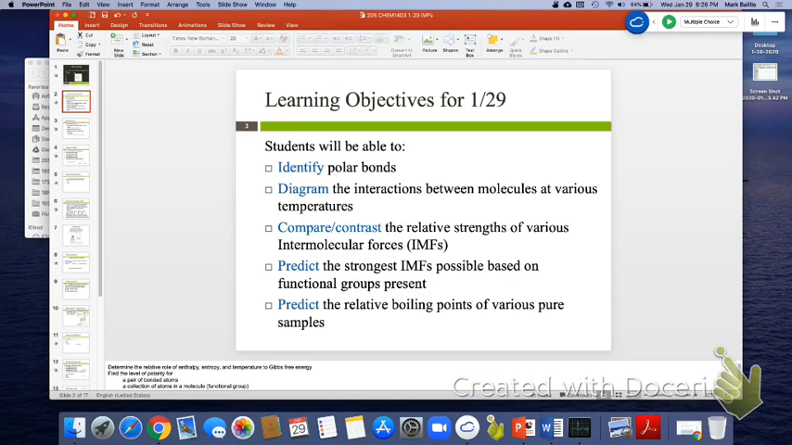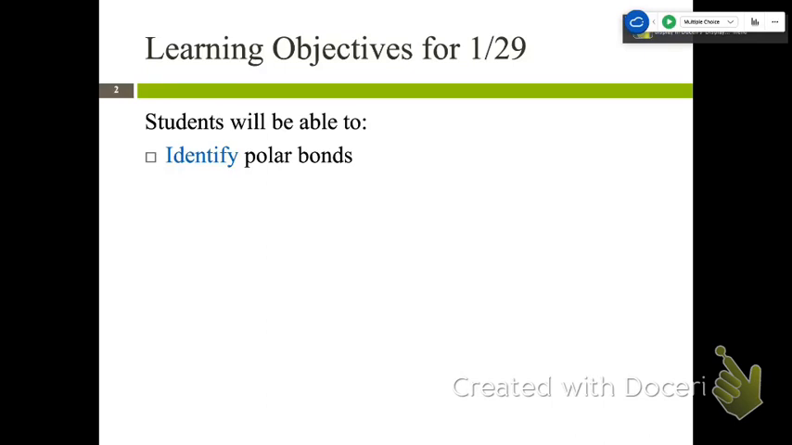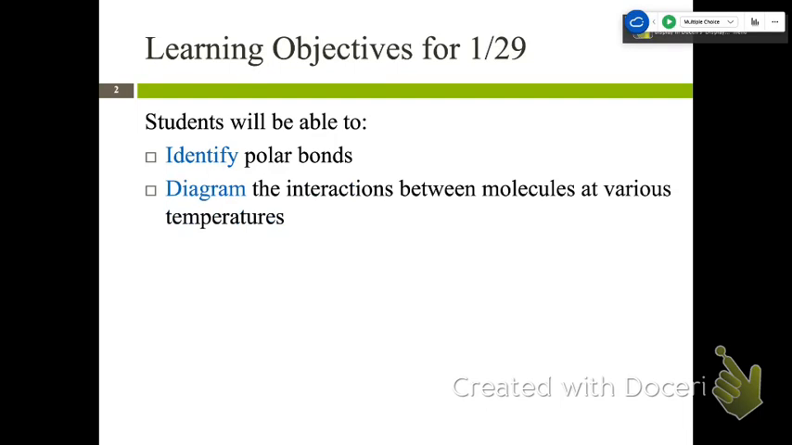All right, so by the end of today's class, I want everyone to be able to identify polar bonds. Can we do that? Getting closer to that? We're going to start diagramming the interaction between molecules.